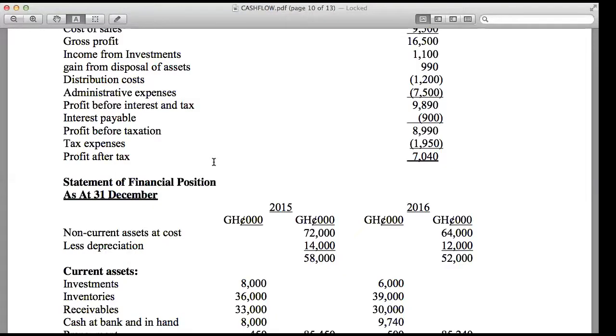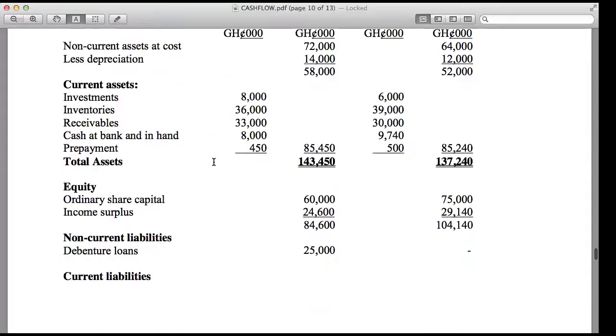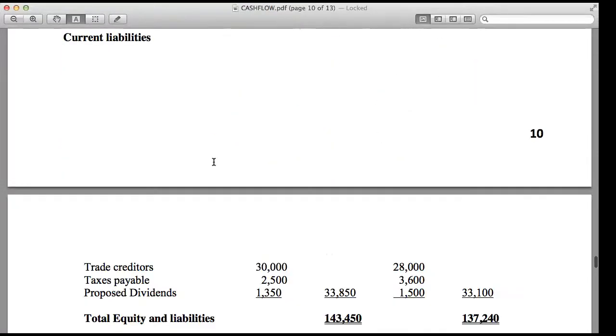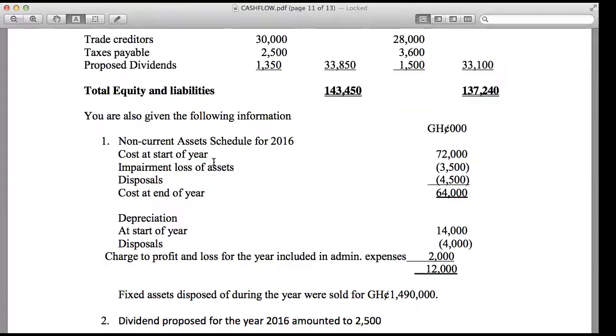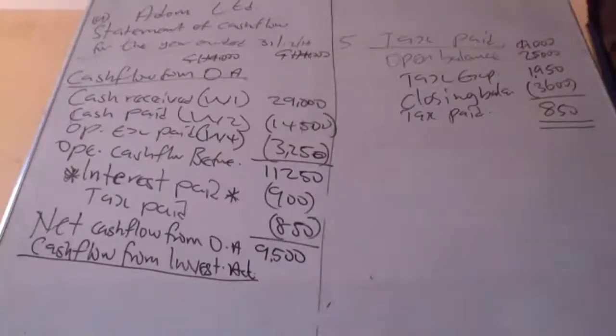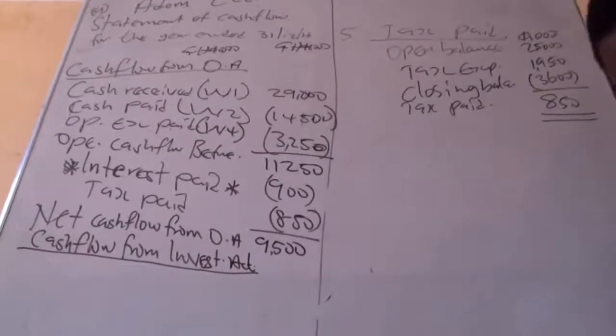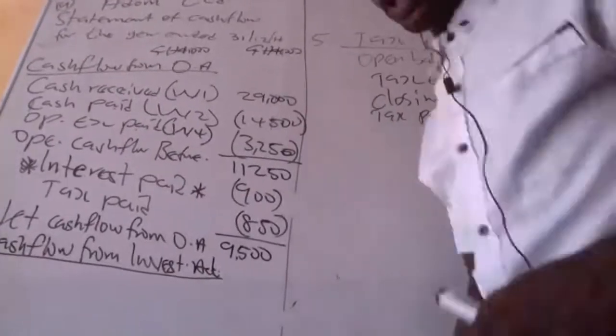So now let's go to the PP breakdown in the footnote. They say fixed assets disposed of during the year were sold for 1,490. So that's an investment activity. So proceeds from sale of PP. In fact, I'm tackling the easy ones before I go to the stubborn ones. Good. Okay, so that is fine.